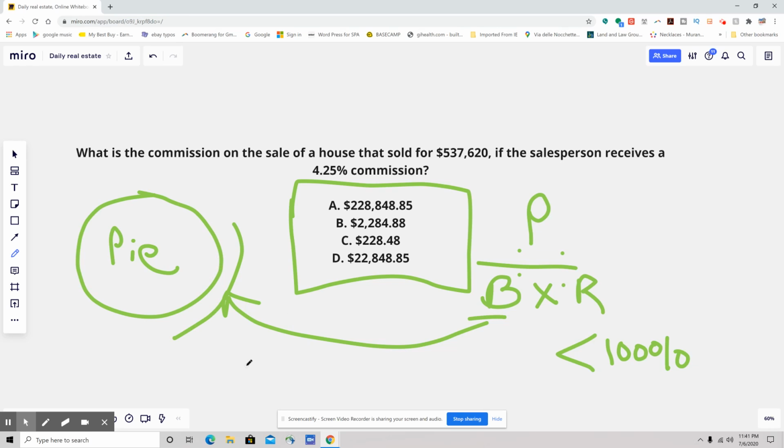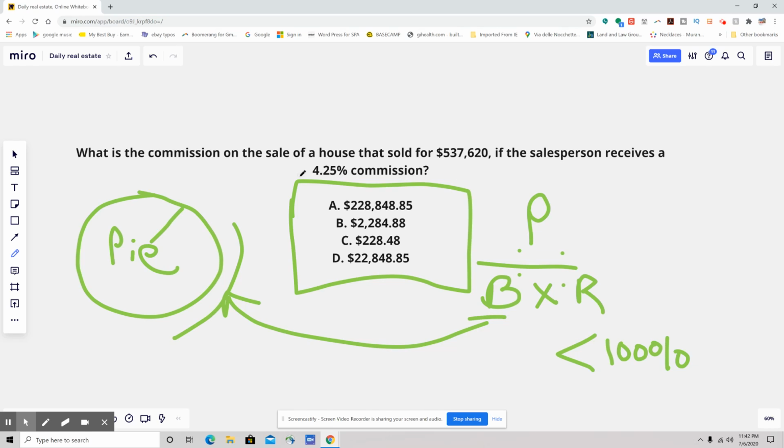Because think about it. If I have a pizza pie, I told you I'm really, really, really hungry. I'm going to take 99.999% of it. Wouldn't you agree that there's going to be a little sliver left over? There's going to be something left over. So what happens is the base, the entire pie, is always bigger than the part if the rate is less than 100%, okay? So here, let's take a look at what we have.